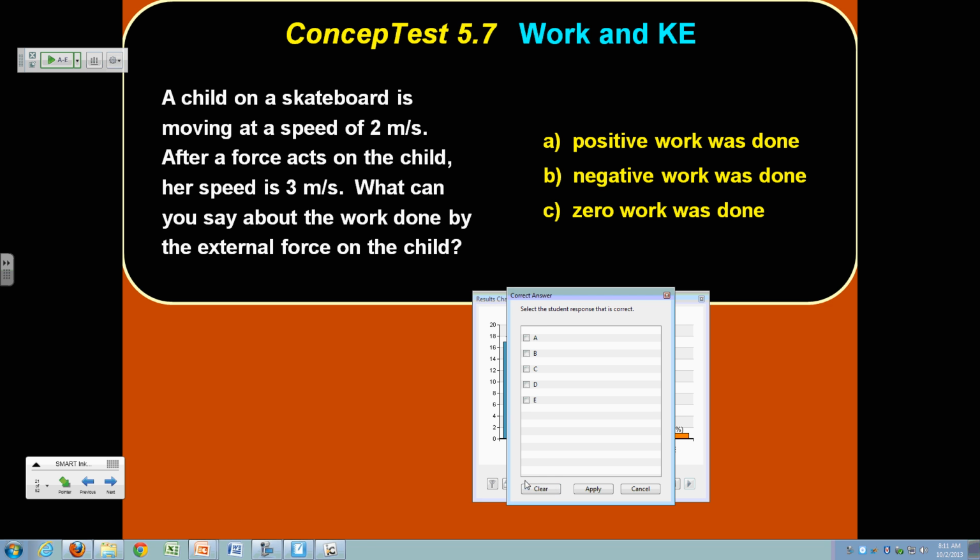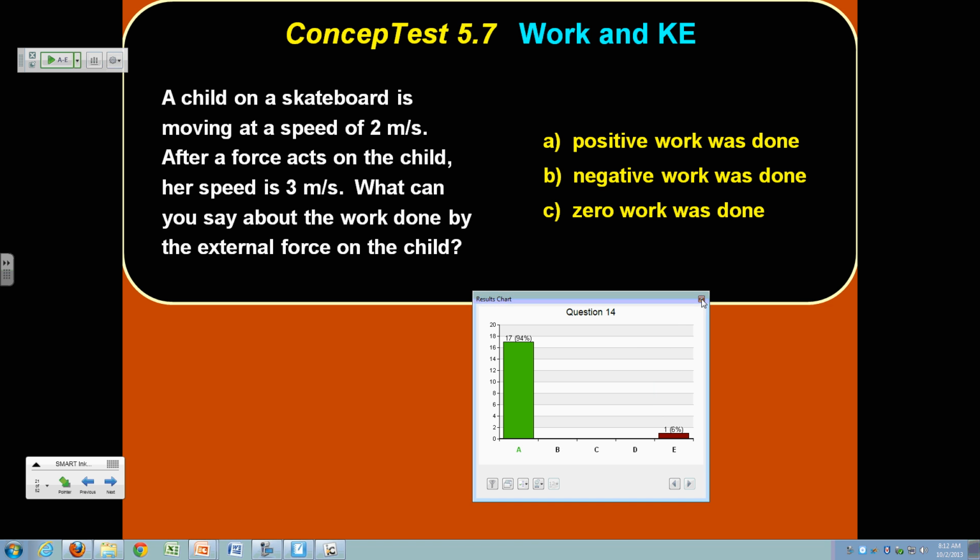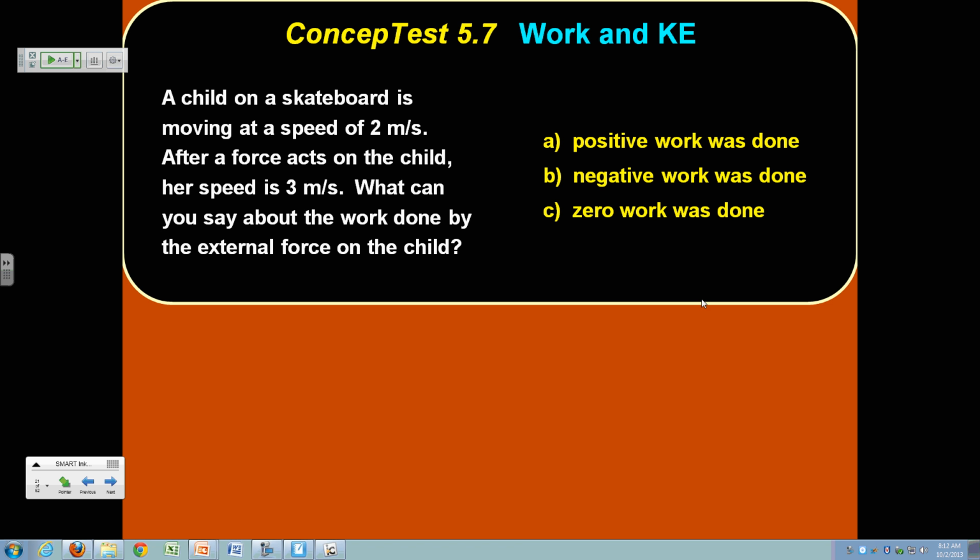Very good. The force is in the same direction as the displacement, and so it's going to be positive work. But we can also think of it as, which we'll get into now, the work energy theorem. The work energy theorem says that if you do work on an object, you increase its energy. Or if you do negative work on an object, you decrease its energy. In this case, we're doing work on this object, and we're increasing the child's kinetic energy, and so that is positive work.